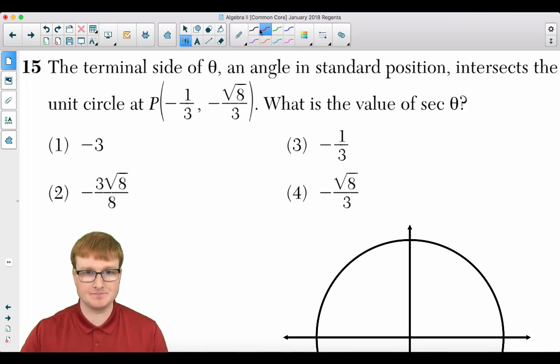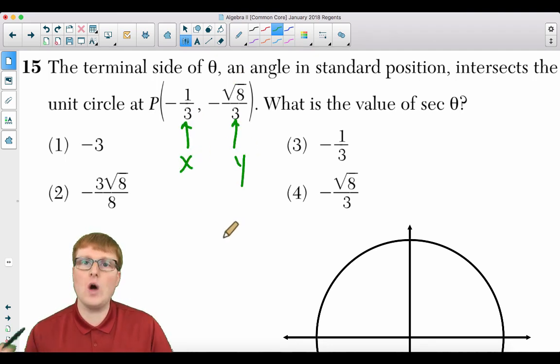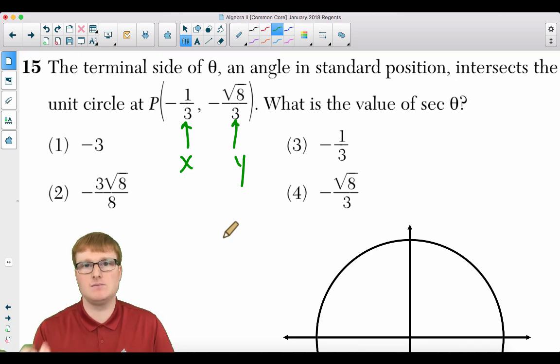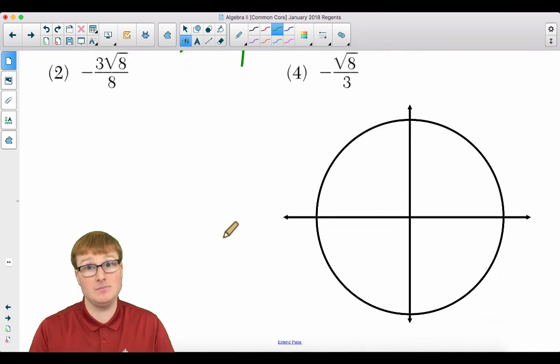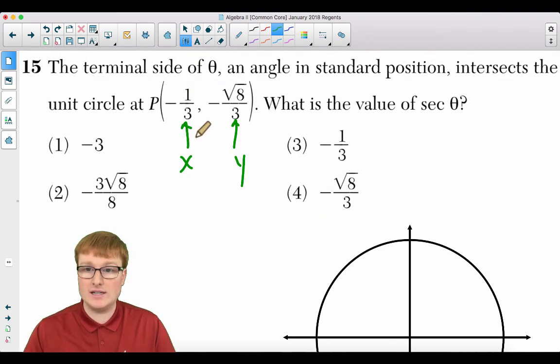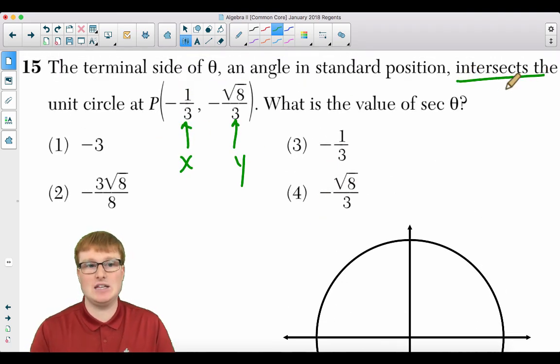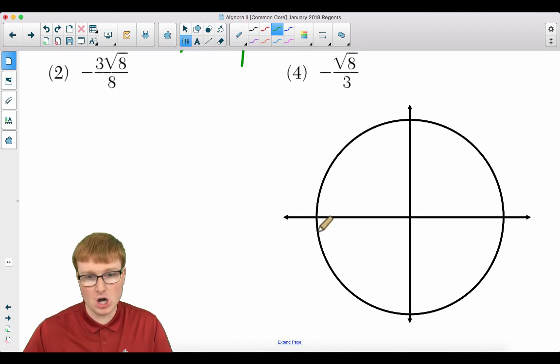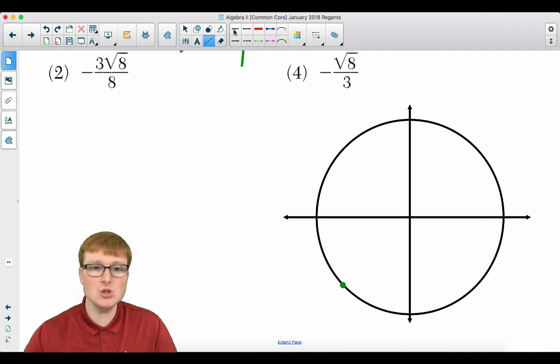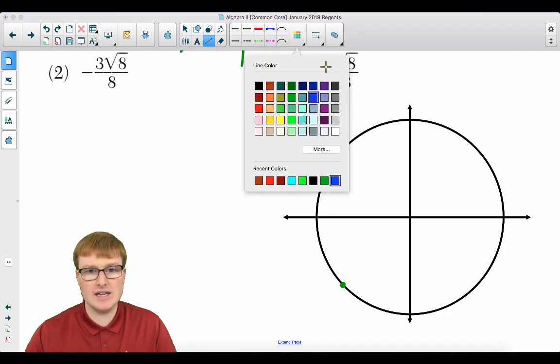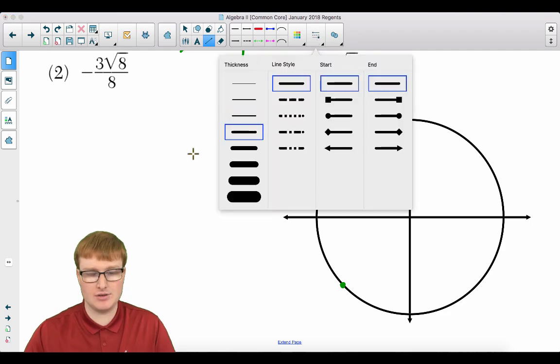Now, notice here, and nothing's changed in mathematics, this is still your x value. This is still your y value. What quadrant is x negative and y negative? Well, that's quadrant 3. So this point is intersecting the unit circle. So it's somewhere on the unit circle. I'm going to put that right over here. It doesn't really matter, but it's intersecting within quadrant 3. So what does that create for us? Well, that creates a triangle in quadrant 3.